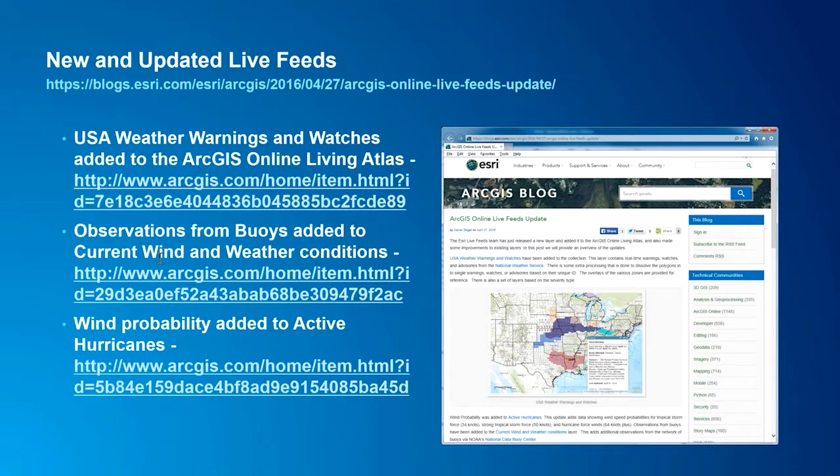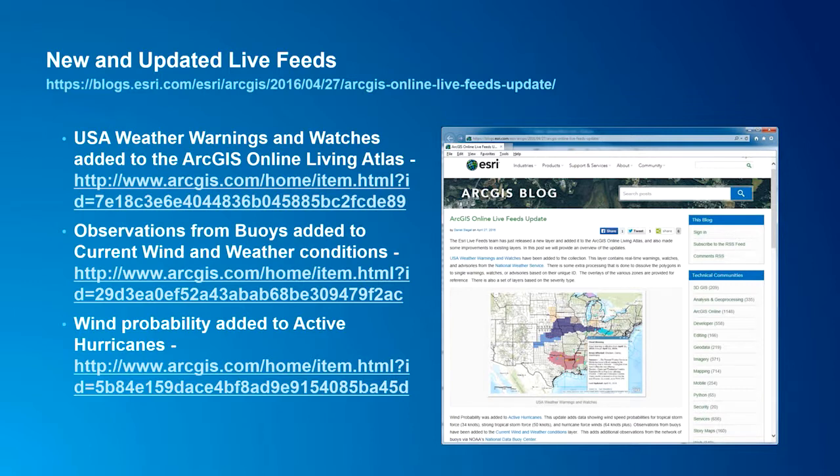The first one is a great example of this with our USA weather watches and warnings. That has now been added to the ArcGIS Online Living Atlas. What's great about this is it's an easy way for you to find weather watch and warning information. You don't have to exactly remember where this is. You can add this to your ArcGIS Online organization, and that information will always be there, and it will always be up to date as soon as you turn it on.